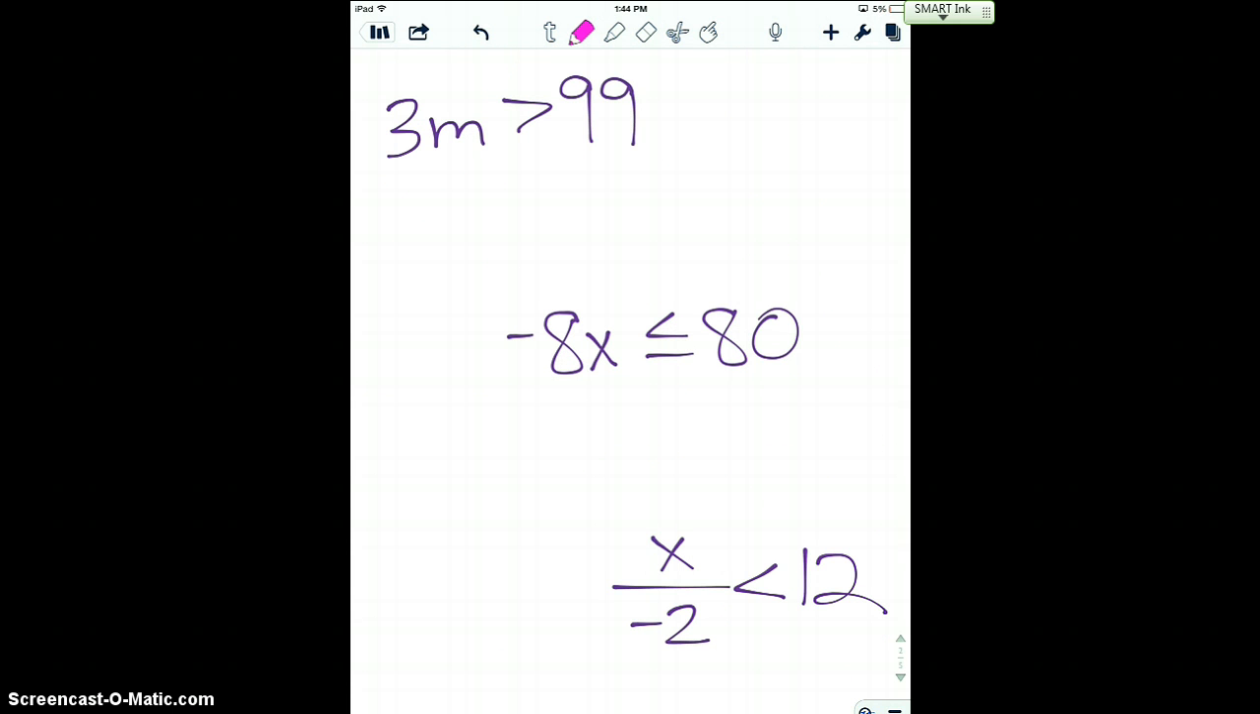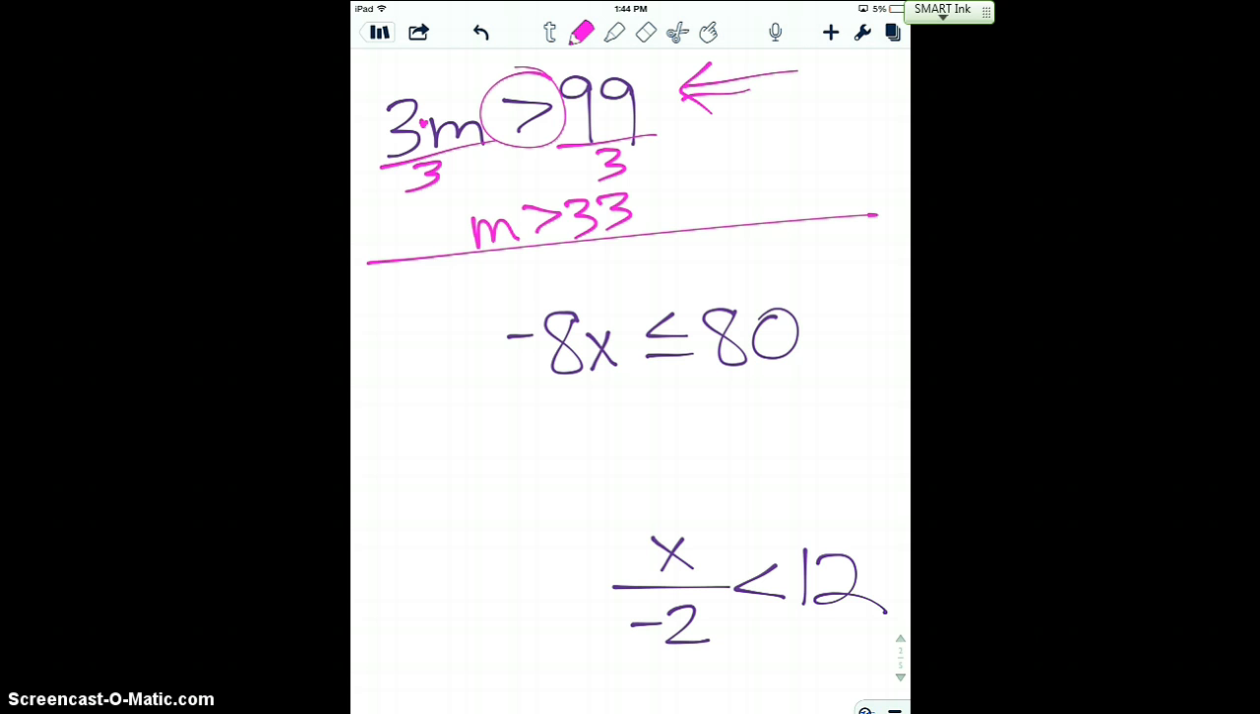Now, what if we look at these 3? This one, how would we get m alone? Well, the 3 is being multiplied with m, so I would have to divide by 3 on both sides. If I divide by a positive number, will the inequality remain true? Yeah, it will. So I will keep it, and my solutions will be greater than 33.